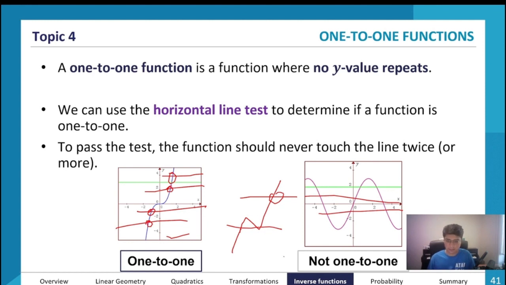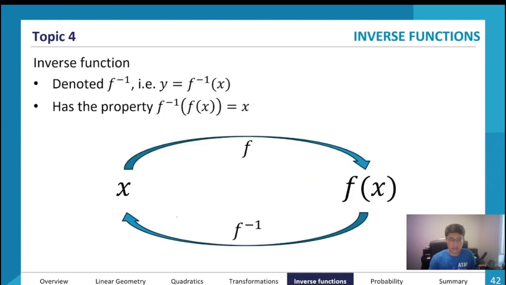So you can see how that connects with this idea of no y value repeating. Because here you can see, if we take y equals 2, that's occurring multiple times. It's occurring here, it's occurring here, it's occurring here. But then if we take y equals 2 here, it only occurs at this one place. So that's one-to-one functions. The reason it's important, we'll find out a little bit later, but it connects to this idea of inverse functions.